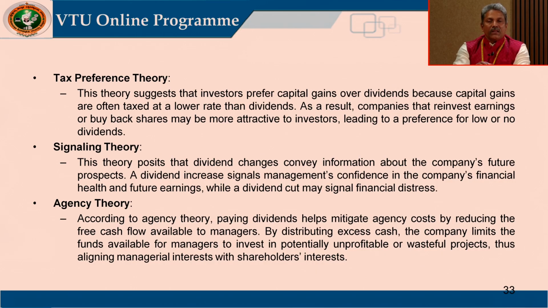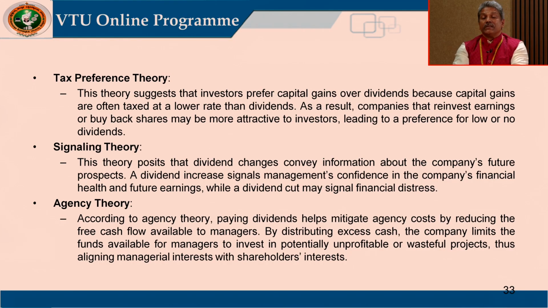Often that ends up in investing in potentially unprofitable investment opportunities. So, this theory says that unnecessarily it creates agency cost. If there is a profitable investment opportunity, it is better to retain. Otherwise, instead of retaining, dividend has to be paid. That is what agency theory says. I hope it is clear to you.